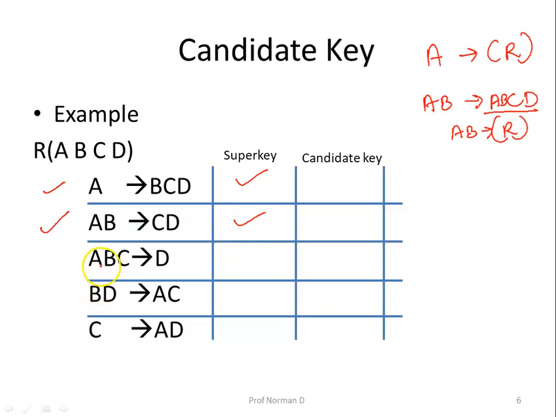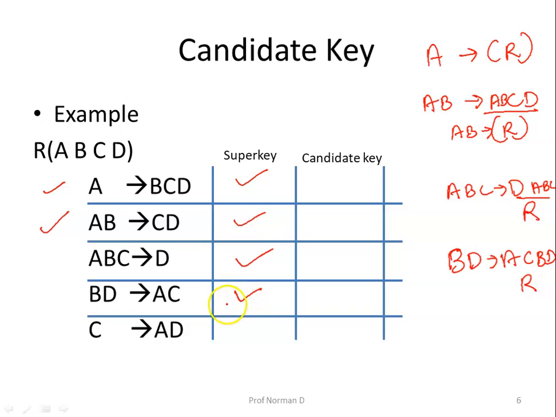Moving on to the next FD, ABC gives you D. Now in this case, ABC gives you the entire relation R. ABC gives you D and it gives you ABC. So basically this is the entire relation R. So I can say that ABC is also a super key. What about BD? BD gives you AC. So BD gives you AC and BD. That means it gives you the entire relation. So BD is also a super key.